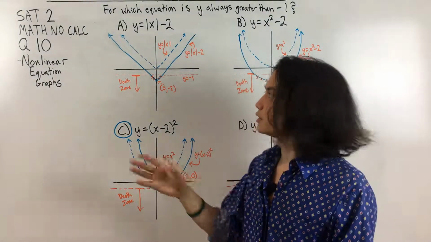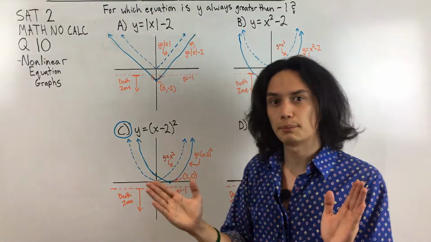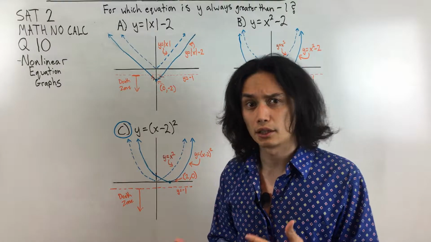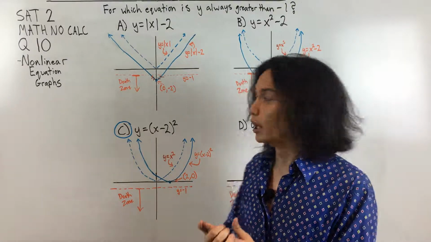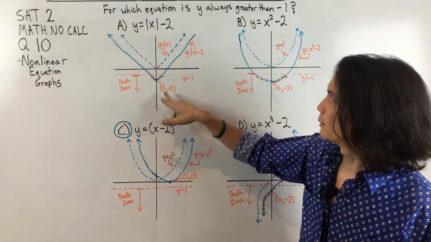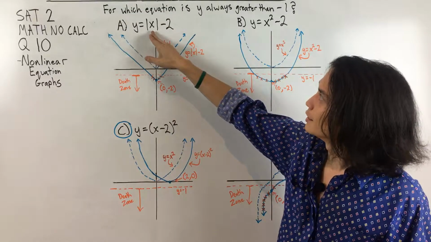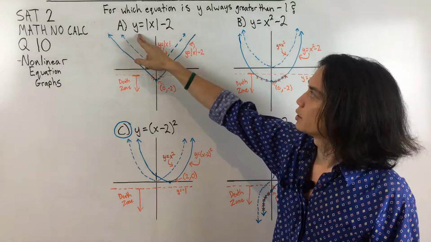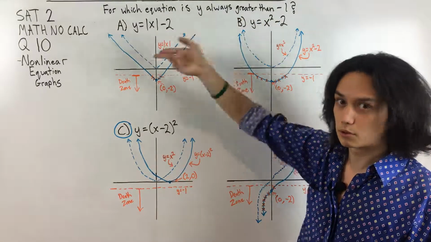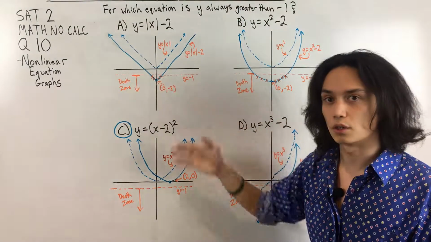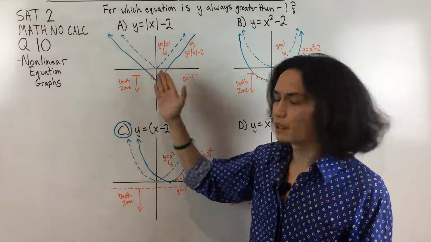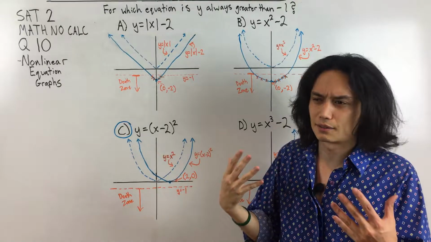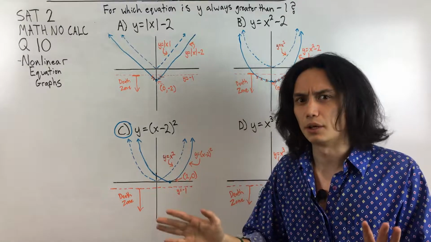Now you don't have to know that default shape of the graph. You could also plug in a few sample points. I think that would be a good sort of backup plan as well. You could plug in the point 0, for example. Absolute value of 0 is 0. 0 minus 2 is negative 2. And now here you have a situation where y is negative 2. That itself proves this answer choice wrong. A couple ways of doing it. I think knowing the basic graph forms, though, is the best way, not least because that's a skill that you need to know anyway for the SAT.